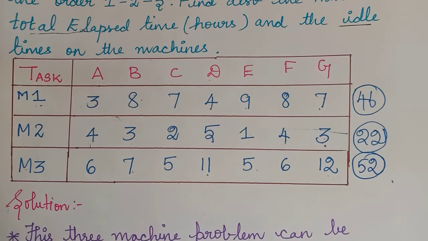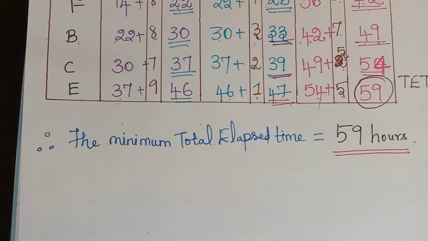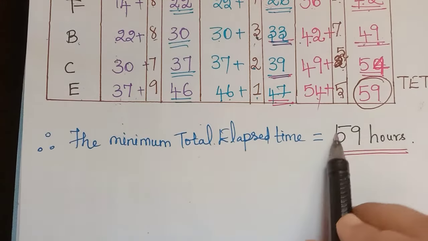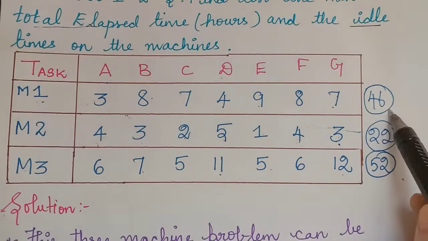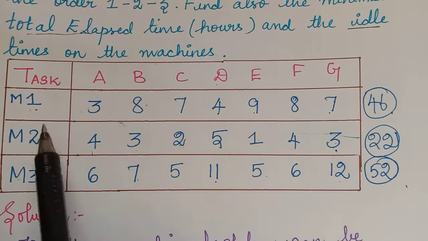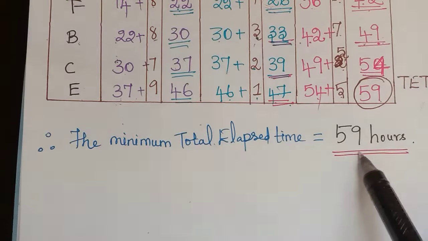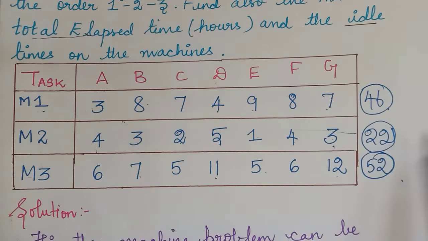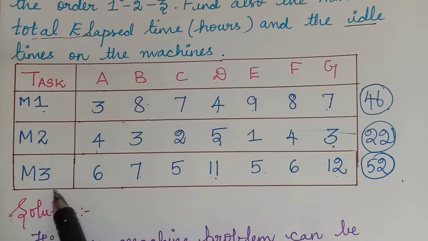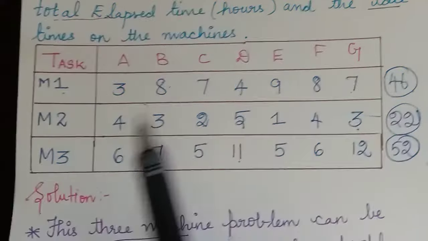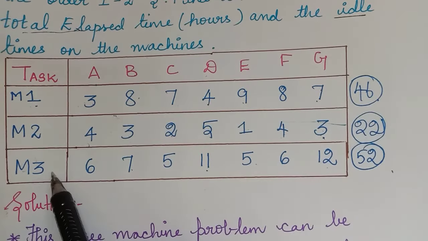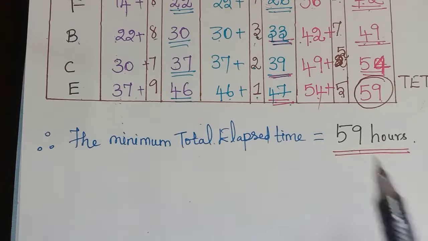Now the formula I am saying is very simple, so remember that. First, for mission 1: the ideal time for mission 1 is equal to the total elapsed time minus the processing time for mission 1. Similarly, the ideal time for mission 2 is equal to the total elapsed time, this value, minus the total processing time for mission 2. You subtract, and you will definitely get the ideal time. Similarly, the ideal time for mission 3 will be equal to the total elapsed time minus the total processing time of mission 3.